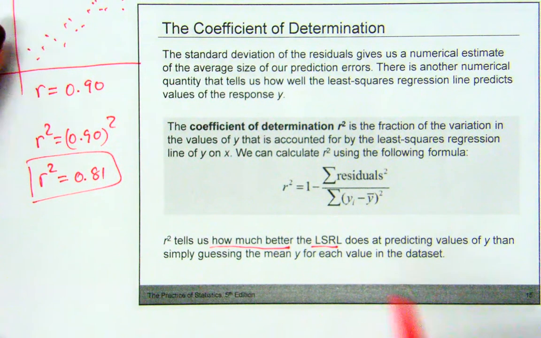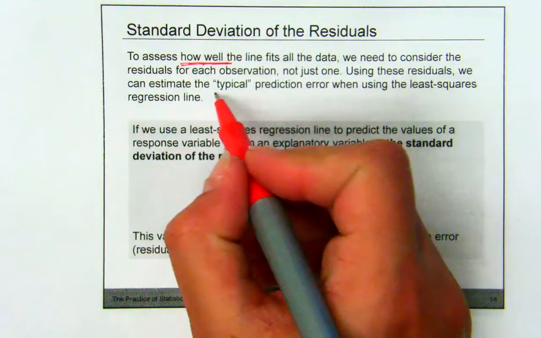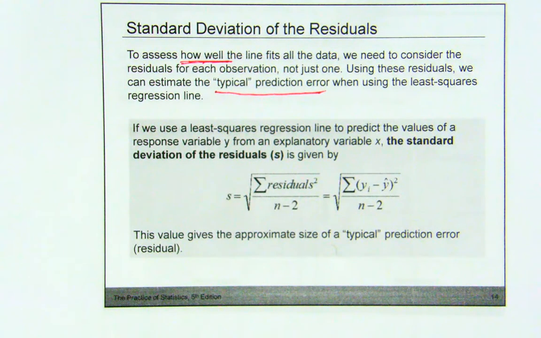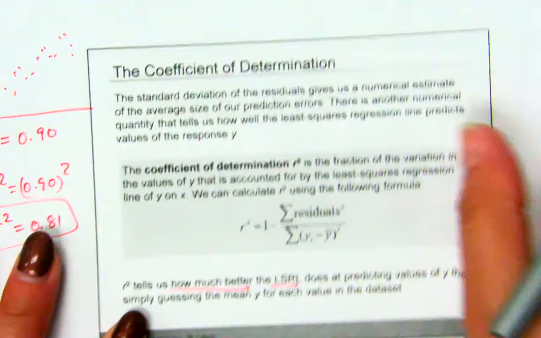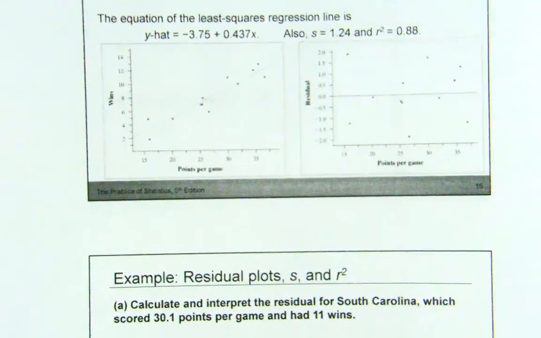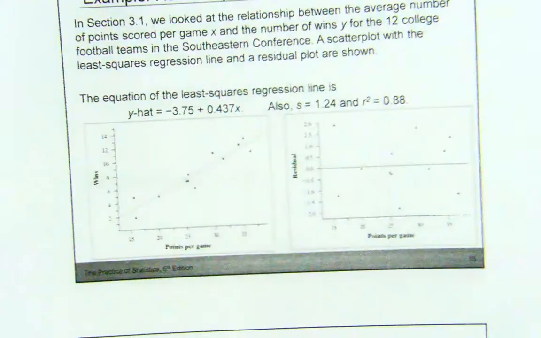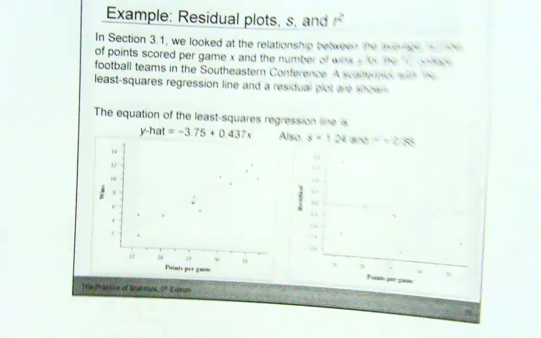So how much better is the least squares regression line at predicting the values than just guessing what it might be? All right, so standard deviation tells us the typical prediction error for residuals. How off are we typically on a prediction? And then R squared gives you how much better the least squares regression line is at predicting values. Those are the two. So we're going to do the next example. It kind of combines everything we've done in the last two videos plus what we just did.